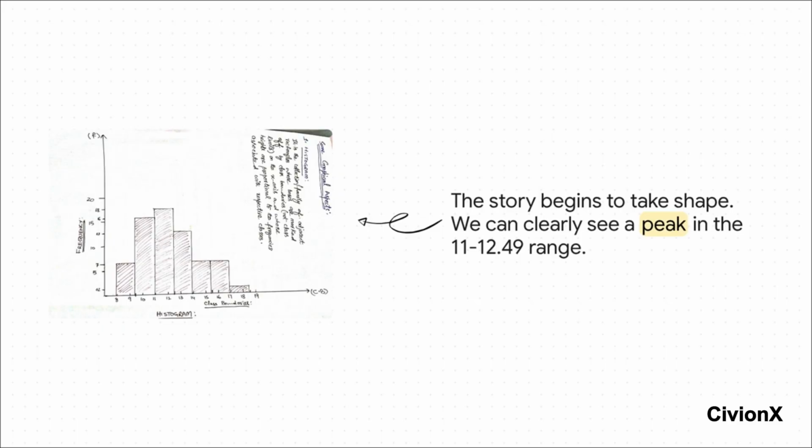And voila, here is our histogram. The story becomes instantly clear. You don't have to go hunting for the pattern anymore, do you? Your eyes are immediately drawn to that tallest bar right there in the middle. We can see at a single glance that most of our data points are clustered in that 11 to 12.49 range. The chaos is officially starting to recede.